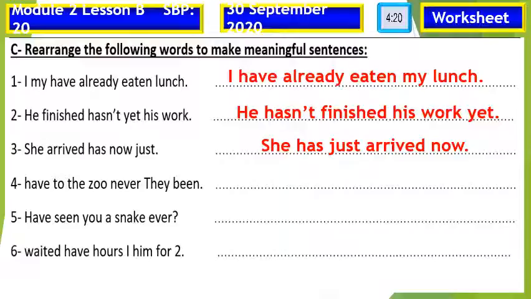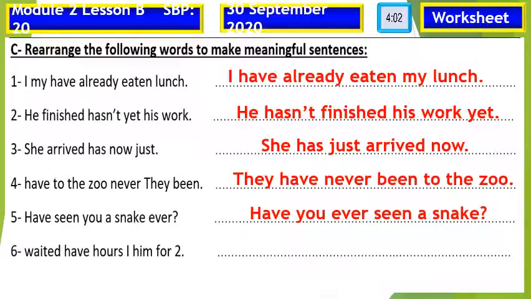She arrived has now just: she has just arrived now. Okay? For have to they be: they have never been to the zoo. 5. Have you seen a snake ever? Have you ever seen a snake? 6. Waited half hour. Yes, yeah, correct answer. I waited for him for 2 hours.